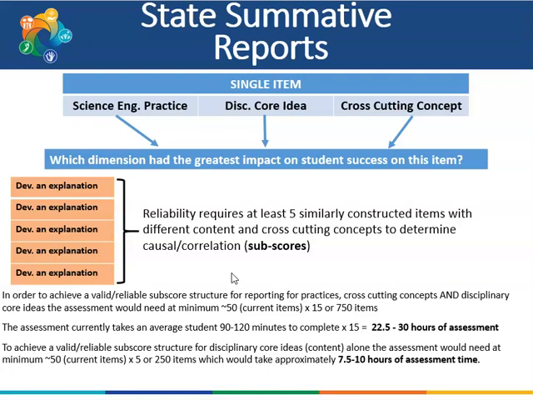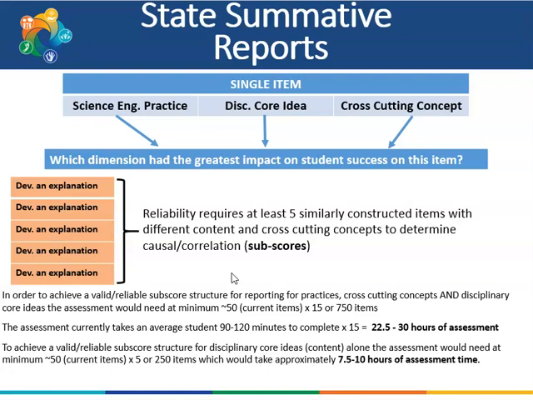whether or not they are performing specifically well for a specific science practice, a specific core idea, or a specific cross-cutting concept, as opposed to a general proficiency in Next Generation Science Standards. The assessment currently takes an average student approximately 90 to 120 minutes to complete.